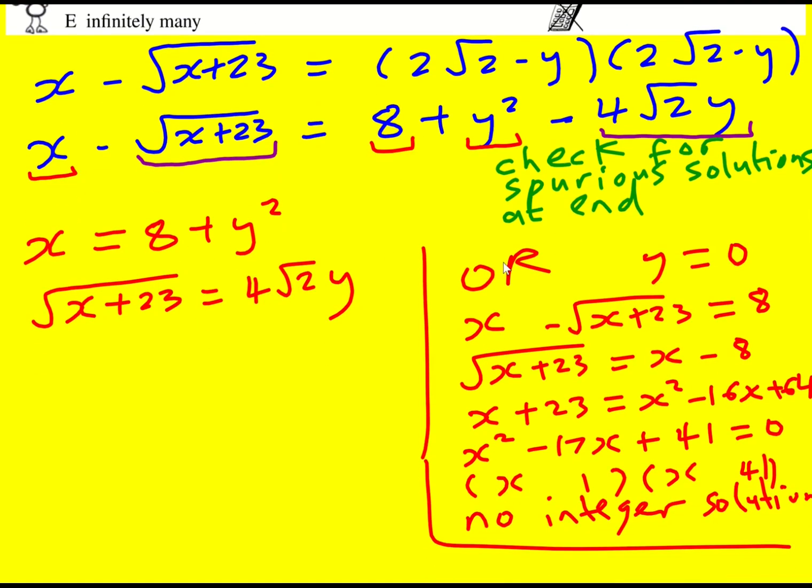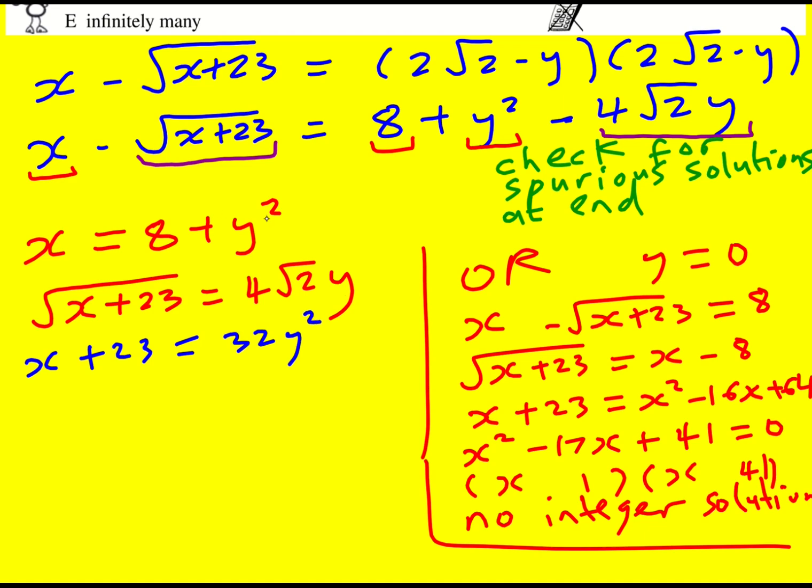Right, well I've got my first equation. I'm going to square this second equation. It's going to give me something different this time, but it's going to give me x plus 23 is equal to, I'm going to square 4, 16, times it by 2, it's going to be 32y squared.